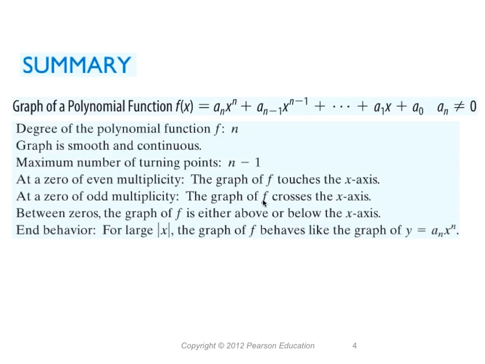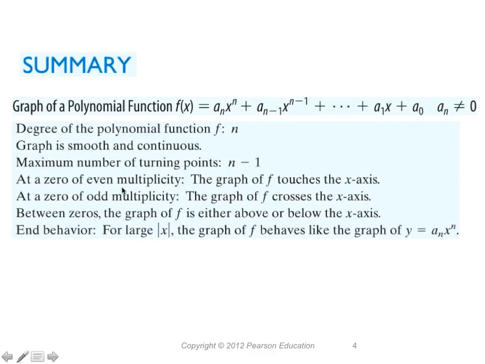Okay, now we're going to talk about the graph of a polynomial function. So a couple of things that are true about the graph of a polynomial. Well, we know that the degree is going to be n. We know that the graph is smooth and continuous. We should have at most n minus 1 turning points.